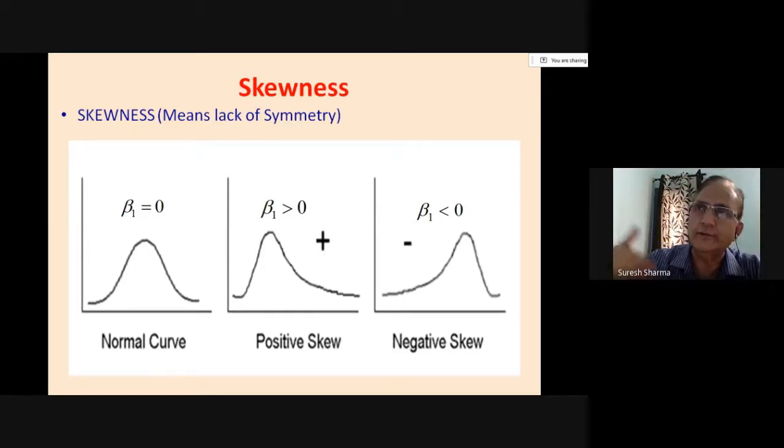There is also a measure for skewness, which is computed, called beta 1. It is given in terms of moments, which I was explaining, third-order moments and second-order moments. I'll show you the formula also.